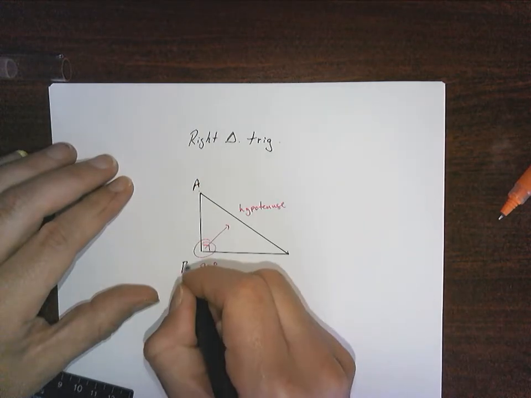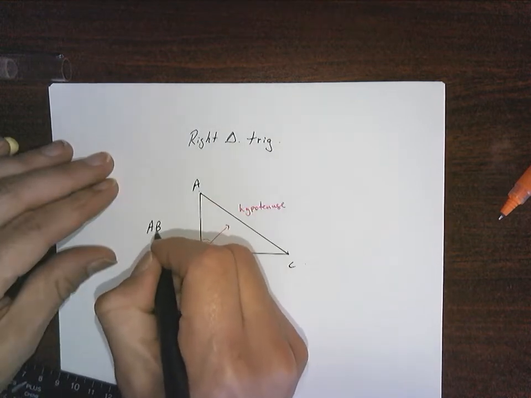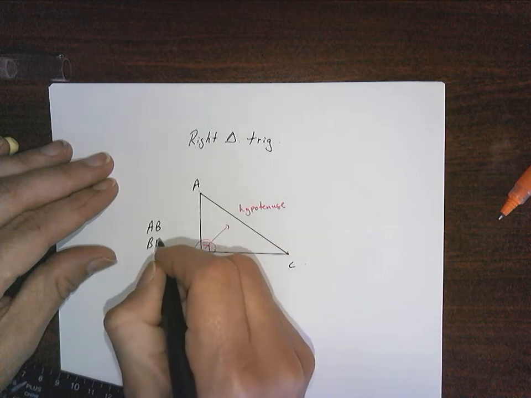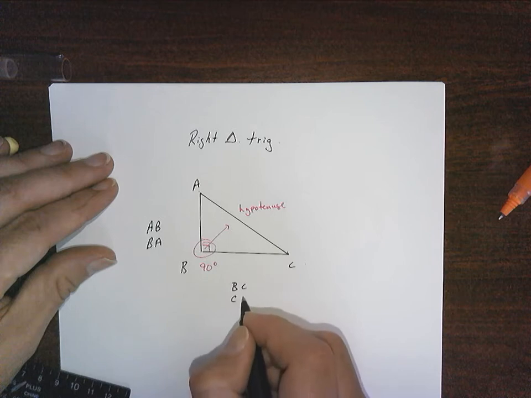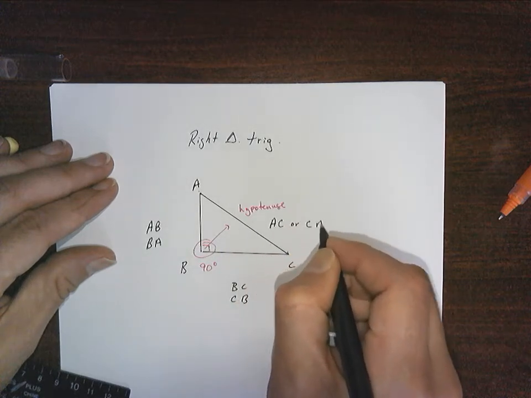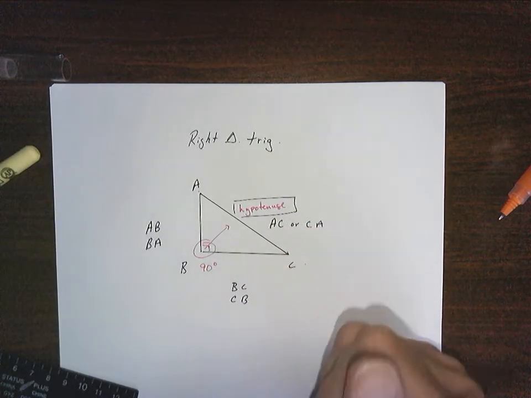Now, I could call it ABC. And we could talk about this side length as being side BC, or we could talk about this side being side BA. We could talk about this being BC or side CB, and this could certainly be AC or CA. We are always going to refer to this as the hypotenuse because it's opposite the 90.